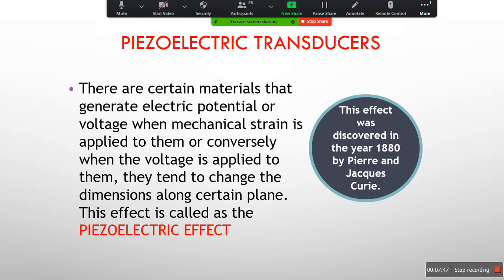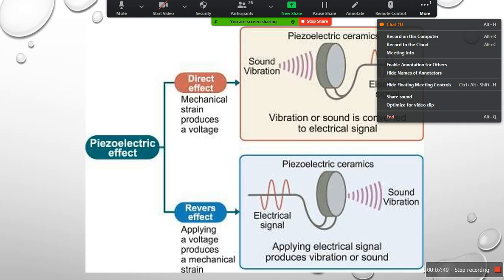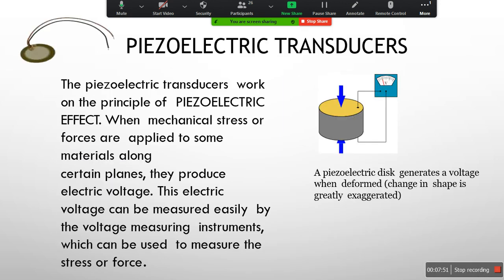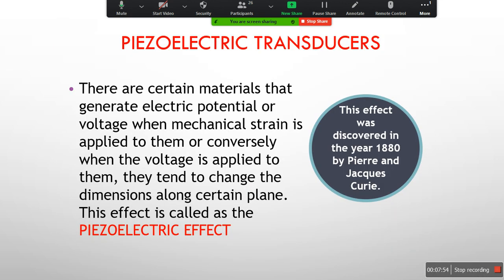Are you getting my point? If you are unable to understand, you can just ask me so that I will explain once again. This effect was discovered in the year 1880 by Pierre and Jacques Curie. So in 1880 the scientists found that the piezoelectric material, when you apply force or strain on it, changes its shape. That is called the piezoelectric effect.